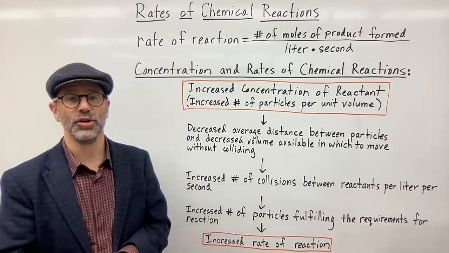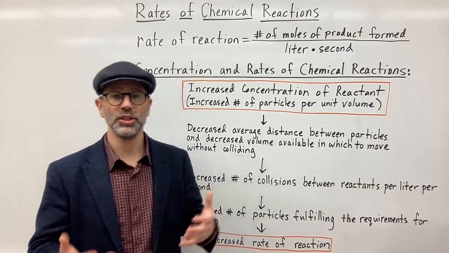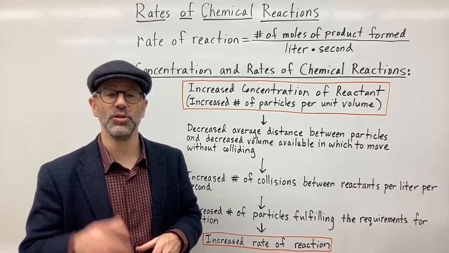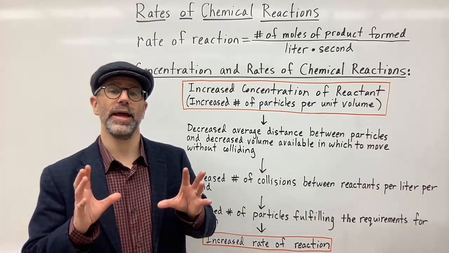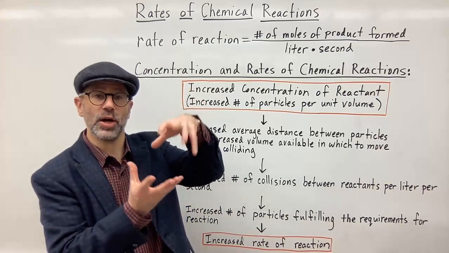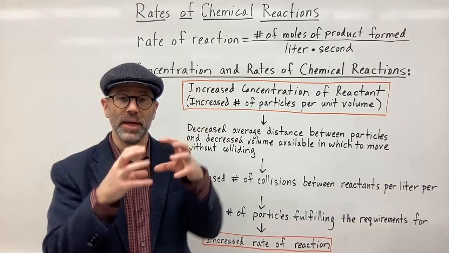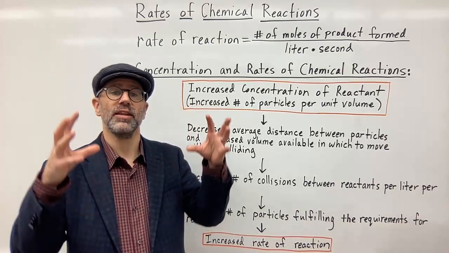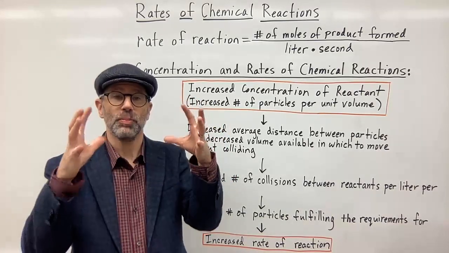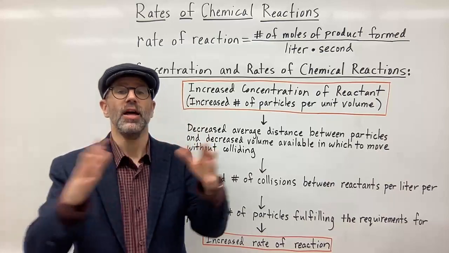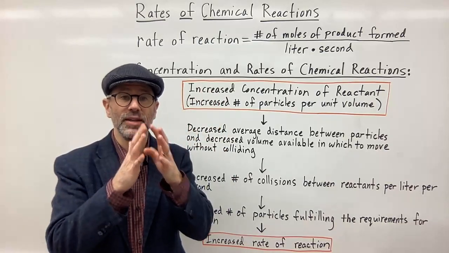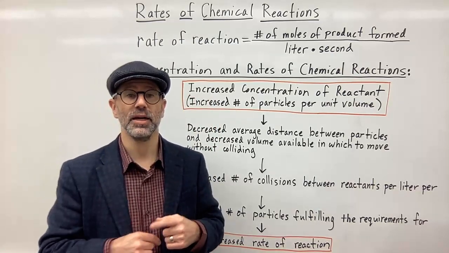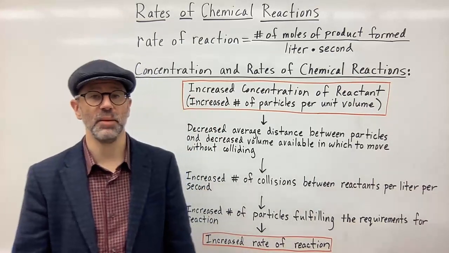So if you take another example like the combustion engine of your car, the piston is moving up and down. When the piston moves in such a way as to decrease the space where the gas and air are mixed, you're decreasing the volume. That means you're pushing the particles closer together. There's less space to move around in. More collisions are available, and therefore the reaction speeds up. The reaction rate speeds up.